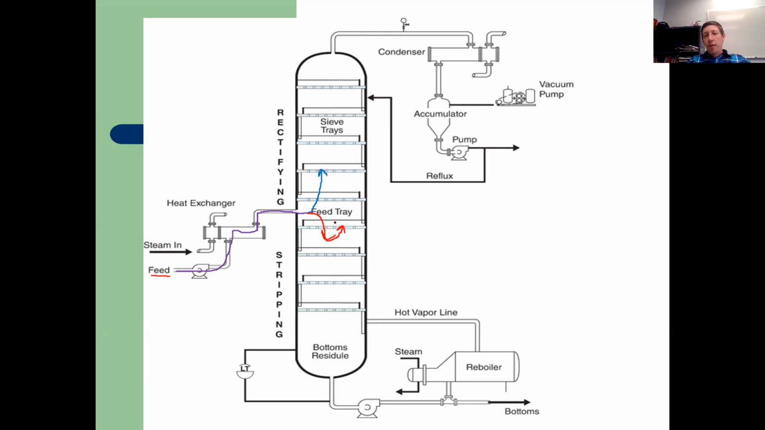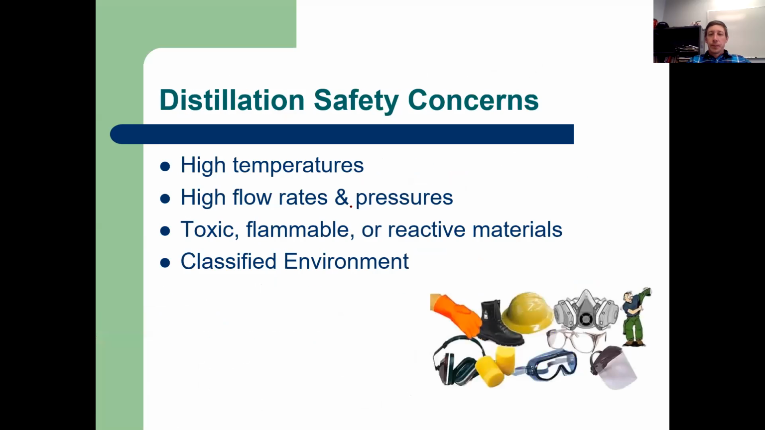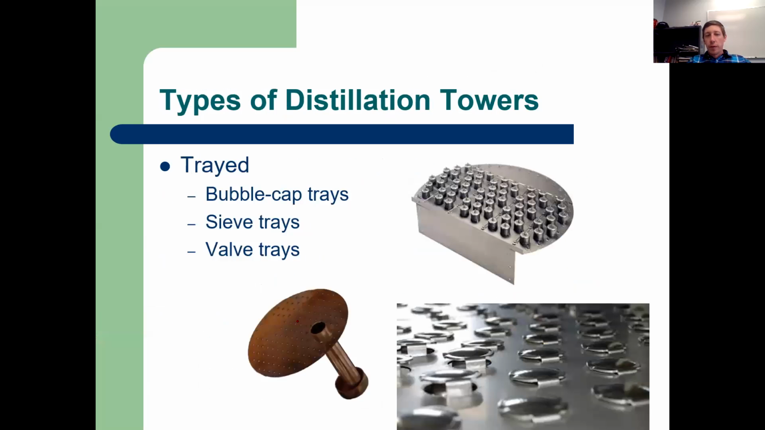To keep that from happening, we have all these trays. If any of this heavy stuff does start to go up the tower, it's going to hit this tray right here, and that tray is going to stop it and slow it down. A tray looks like one of these. You can have a sieve tray, a valve tray, or a bubble cap tray. But at some point the vapor going up is going to hit one of these trays and slow down.